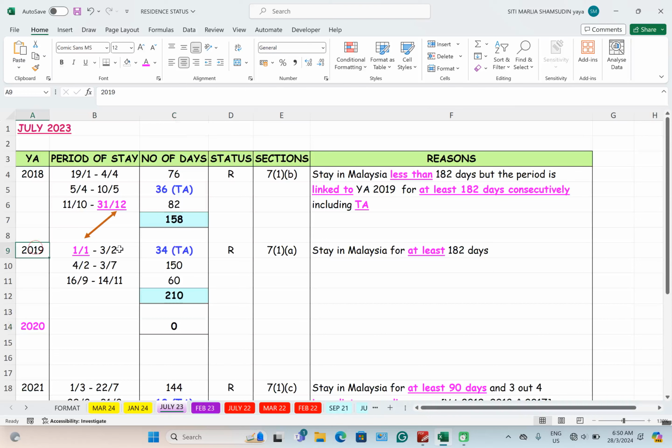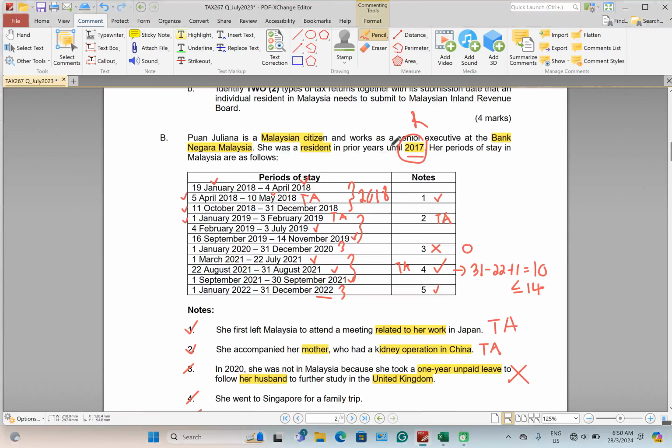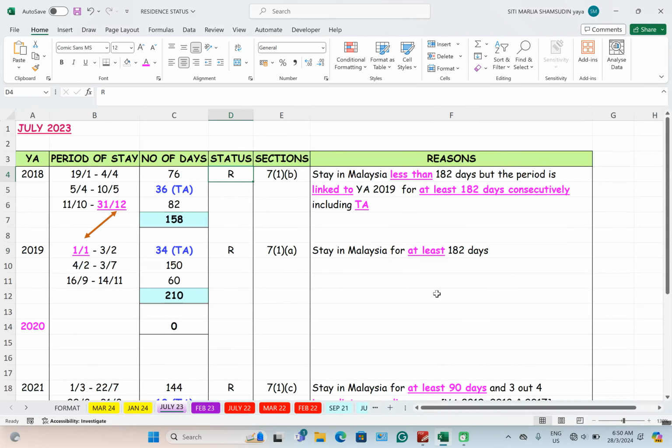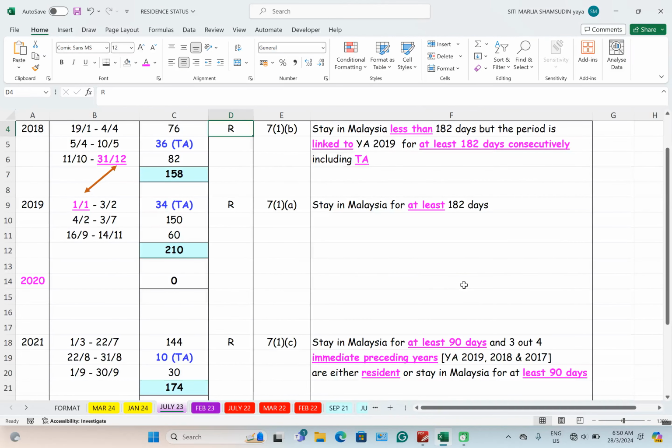Okay, look at 2019. Is it resident? Yes, we got 1. 2018. Is it resident? Yes, we got 2. 2017. Is it resident? Yes, resident. So we got 3. Therefore, guys, do we fulfill the condition for C? Definitely yes. That's why 2021, the answer is resident under section 7, subsection 1C.